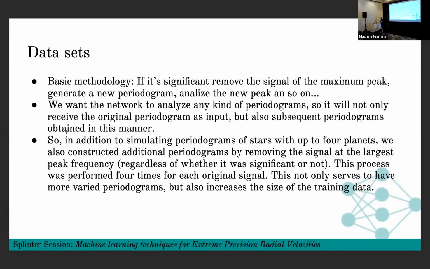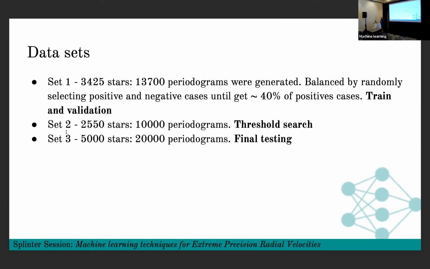So, in addition to generating the periodograms of stars with up to 4 planets, we also constructed additional periodograms by removing the signal at the largest peak frequency. It doesn't matter if it's significant or not. This process was performed 4 times for each original signal. This not only serves to have more varied periodograms, but also increases the dataset. So 3 datasets were built. The first one is for training and validation. The second for threshold search, and the third one for testing.